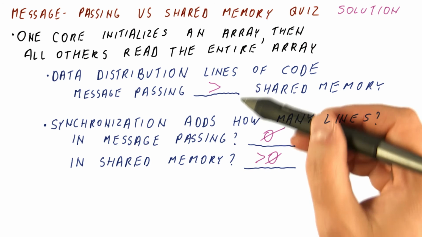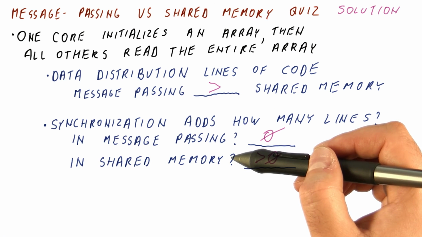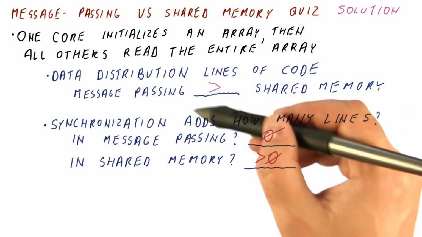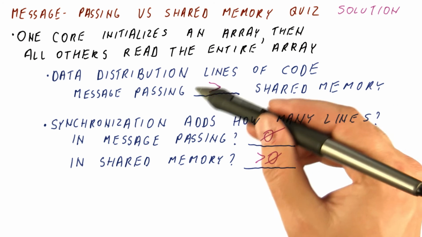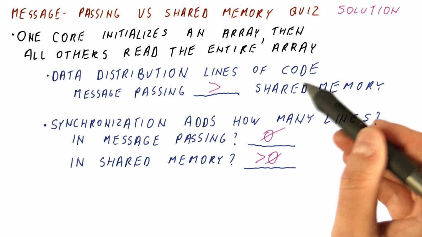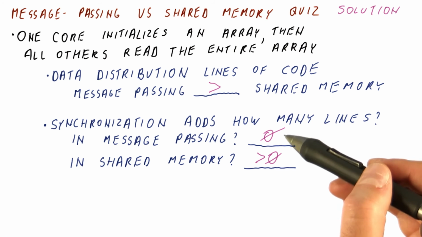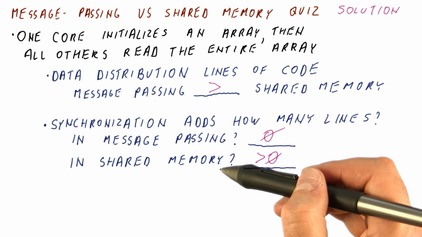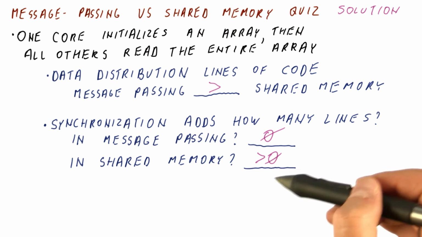This is typically gonna be what happens between shared memory and message passing. Message passing needs to distribute data, but in doing so, it also synchronizes. Shared memory doesn't need to distribute data, but if synchronization is needed after the distribution, it needs to add explicit code to do that.